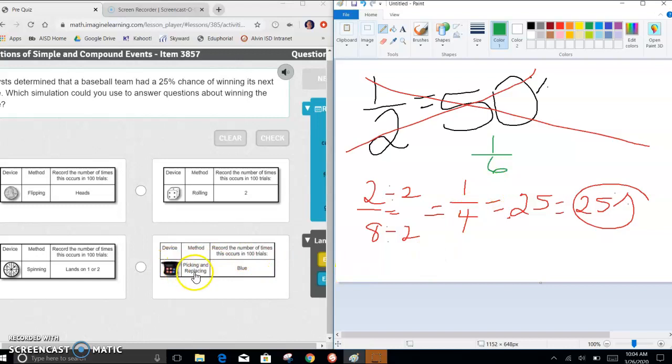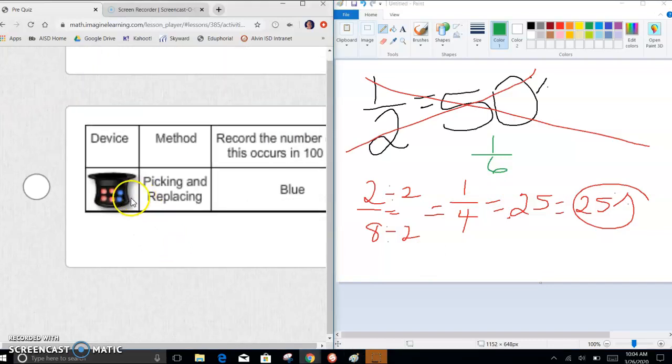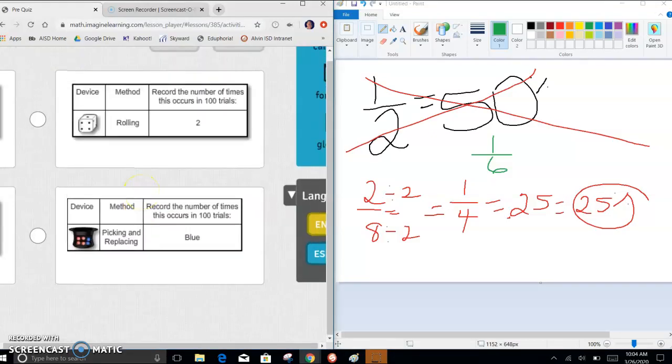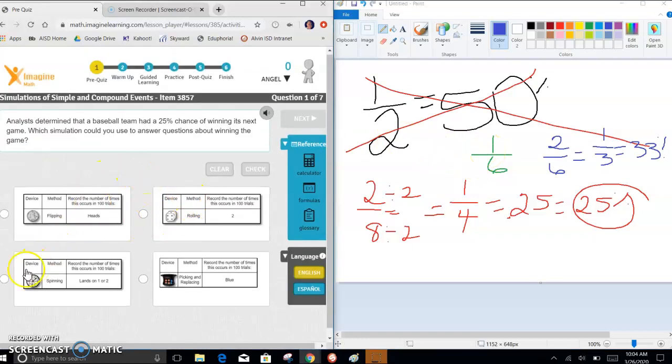And then down here, picking a blue, again, I'm going to zoom in. I have 2 marbles that are blue, and then 4 are red. So that makes a total of 6 marbles. So then that would be 2 out of 6, which reduces to 1/3, which is 33%. And that's not going to work. Well, 33.3 repeating percent. And then this 1/6 is going to be about 0.16%. So I want to go choose the best answer, which is this one, and click check.